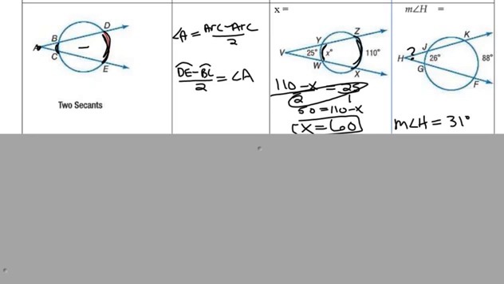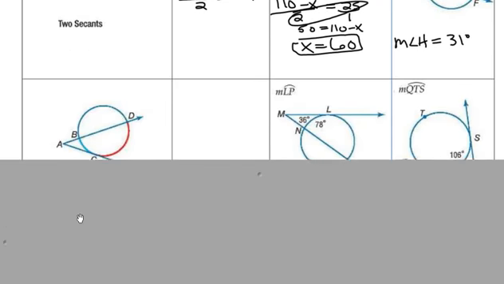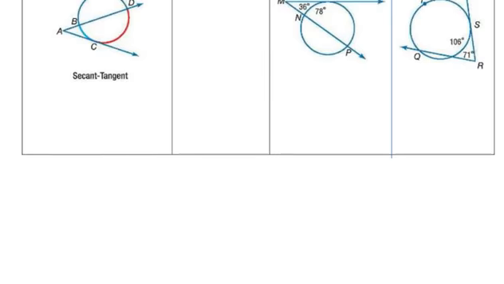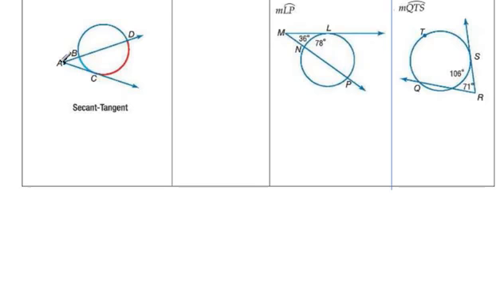Okay, we should have gotten that the measure of angle H is 31 degrees. All right, and then another example of when the angle is outside the circle. Again, the angle is outside of the circle, and this is a secant and a tangent. We're doing the same exact thing.